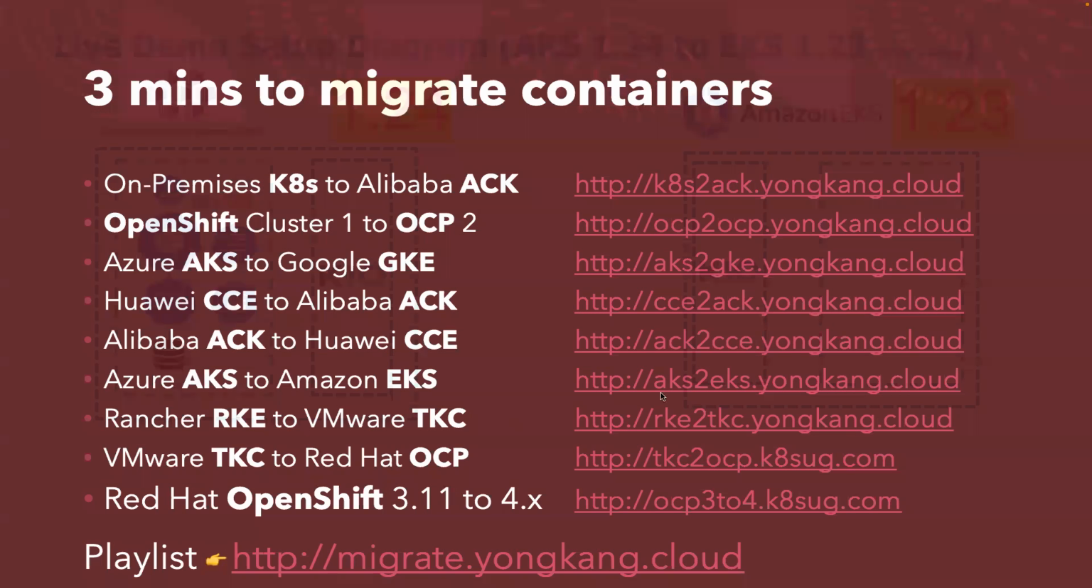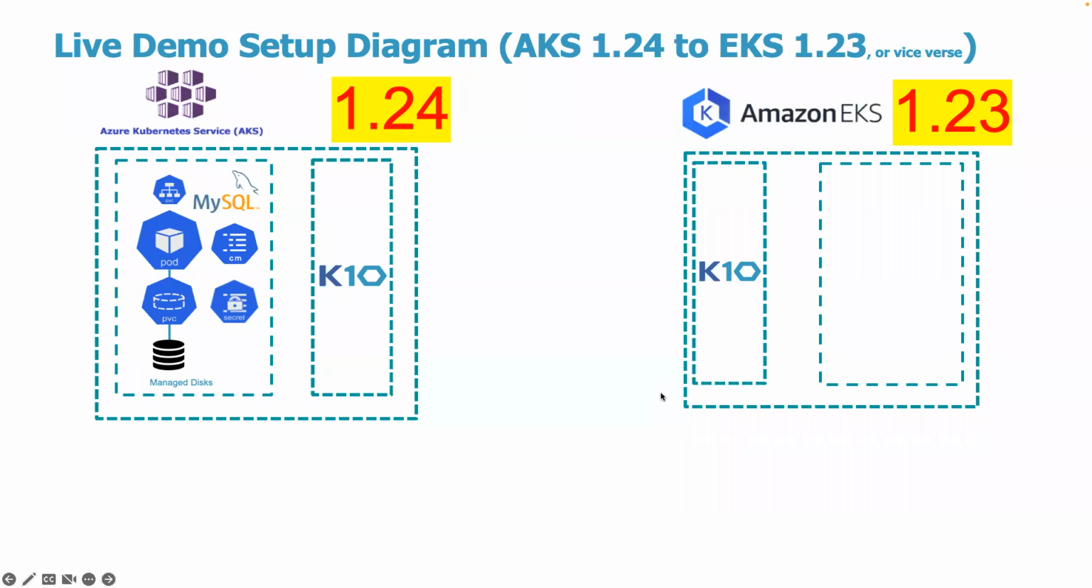So here is a diagram of the lab setup. On the left-hand side, I've got the Azure AKS. It is running 1.24, the latest version. And I do have a MySQL application deployed. You might notice here, not only do I have the MySQL application, but obviously you have multiple additional objects to support the application. You've got your service, your pod, your PVC, your managed disks, config maps, secrets, etc.